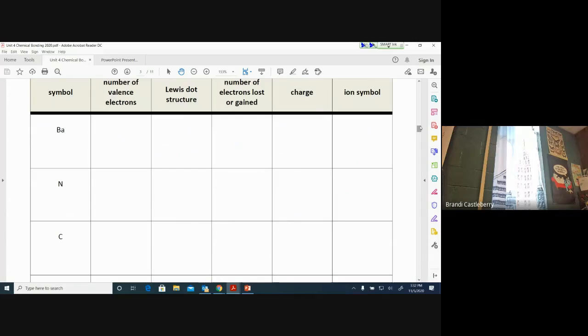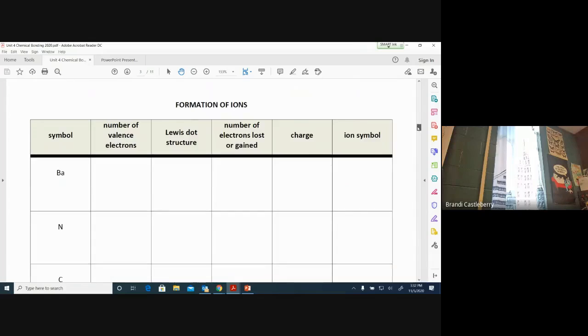It says up here, number of valence electrons. We underlined that yesterday. Whatever number column it's in, that's how many valence electrons it has. So barium has this many: 2. That's how you know how many valence electrons it has. It's just the column it's in. It's in the second column, so it's 2.